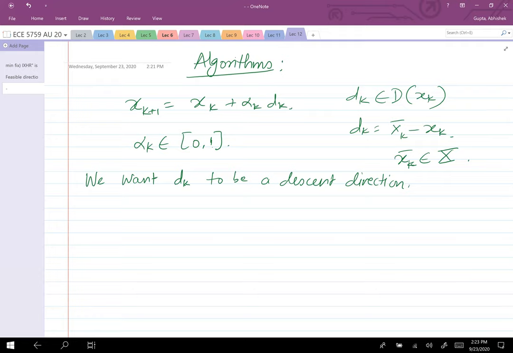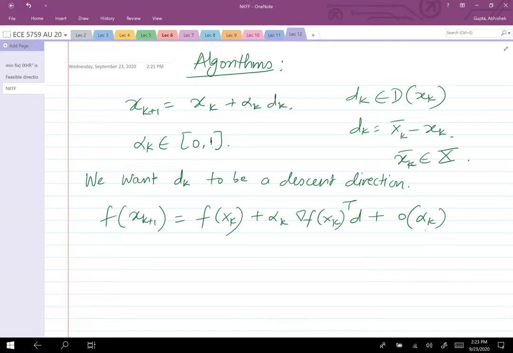So let's assume that my alpha k is small. So I can use Taylor series to arrive at the following expression. This is f of xk plus alpha k gradient of f of xk transpose dk plus small o of alpha k. So this term is small.